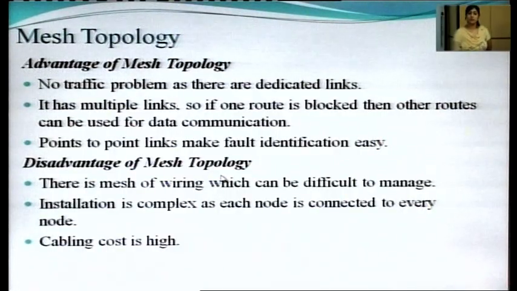Disadvantages of mesh topologies are what? There is a mesh of wiring, means a set of wiring is there which can be difficult to manage. Installation is very complex as each node is connected to every node. Cabling cost is high because many more cables are required to form this mesh topology.